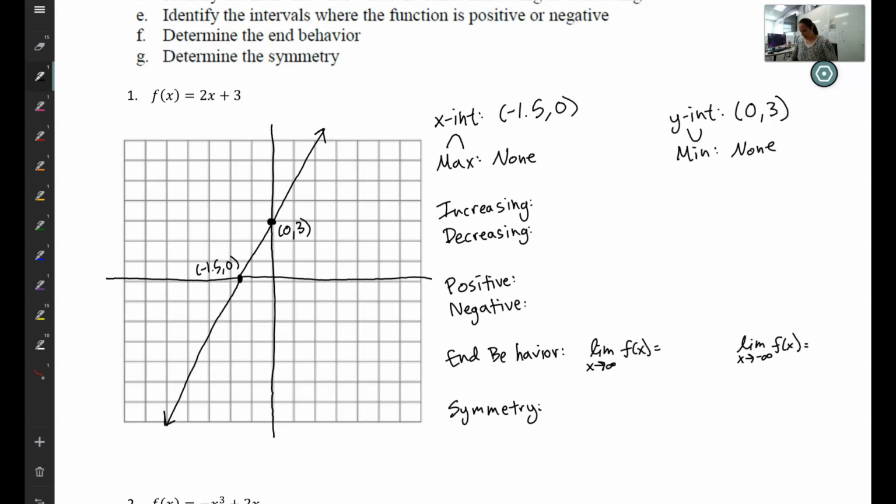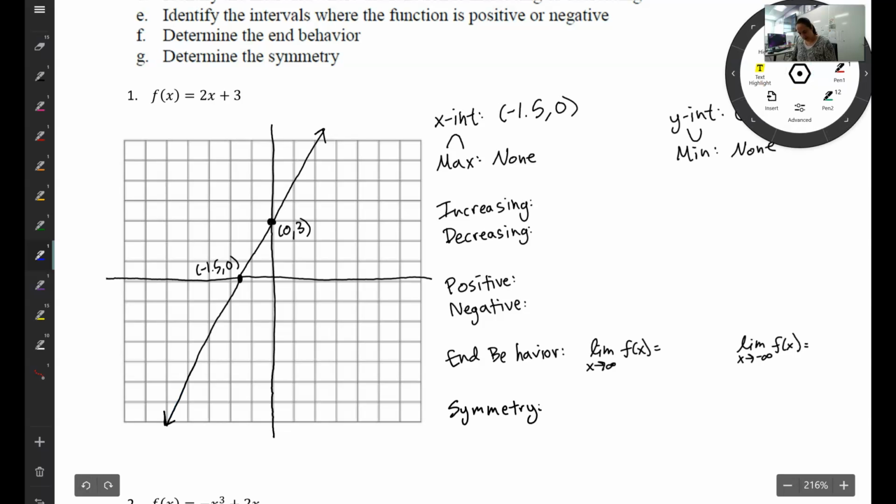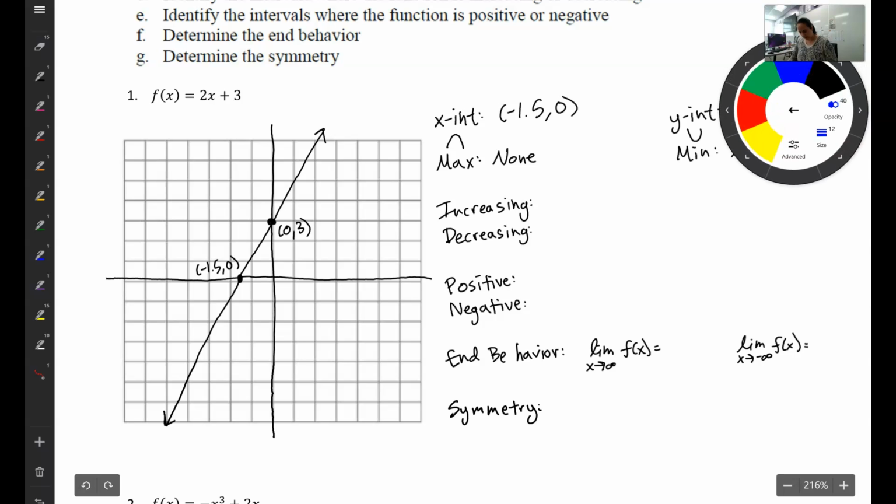Increasing and decreasing. This is where you're going to look at your graph and read it like a book. So read the graph from left to right. And if I read it from left to right, I can see that for this graph, the entire graph is increasing. From left to right, the whole graph is going up, increasing. So that means my increasing will be from negative infinity to positive infinity, the whole thing. And in this one, I don't have any decreasing.